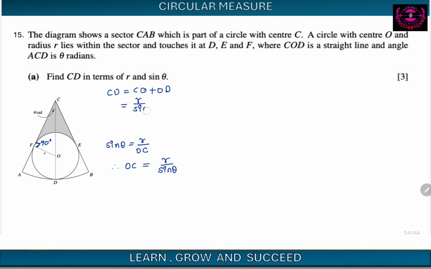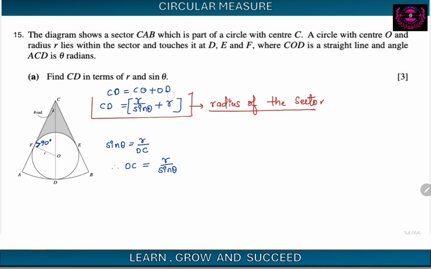So r upon sine theta plus OD, which is also r. So this is CD, which is the radius of the sector. I will write it as radius of the sector, r upon sine theta plus r. This is our final answer. Let's move to the next question.